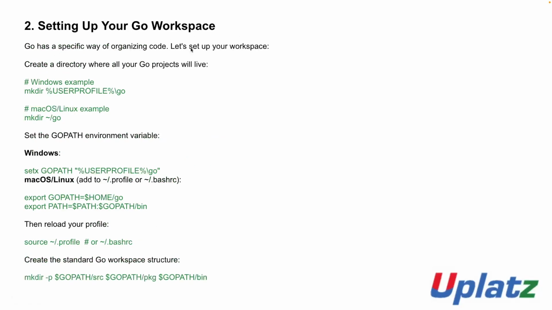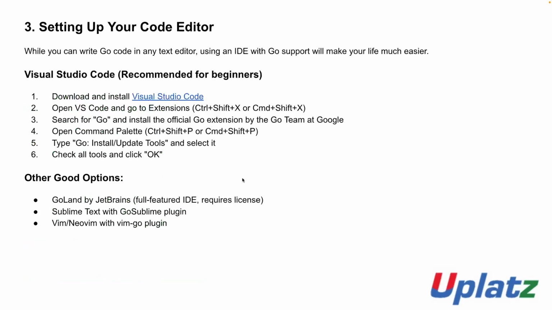Setting up your Go workspace. Go has a specific way of organizing code. Let's set up your workspace. Create a directory where all your Go projects will live. For Windows, an example like this one, and for macOS, this name, create go. Set the GOPATH environment variable. For Windows, this command, and then reload your profile, like this. And for Mac or Linux, these commands. But we don't need it right now, so I would set this here.